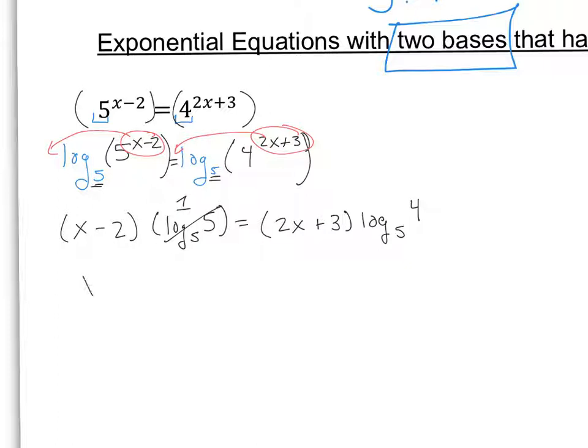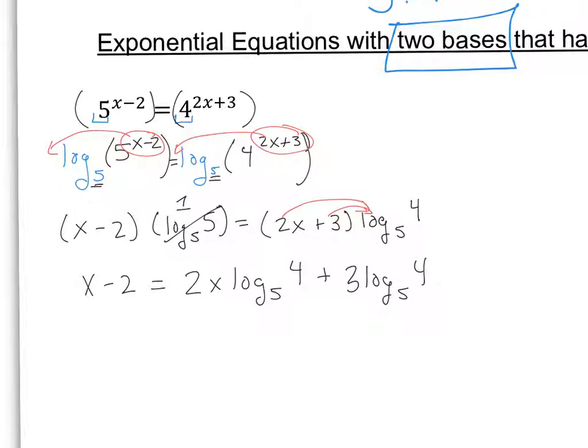Now, as I'm rewriting this, I have x minus 2 on this side is equal to the quantity 2x plus 3 times log base 5 of 4. I have to distribute this and multiply 2x times log base 5 of 4. Then I take 3 and multiply it times the same thing. So this side of the equation is equal to 2x log base 5 of 4 plus 3 log base 5 of 4.